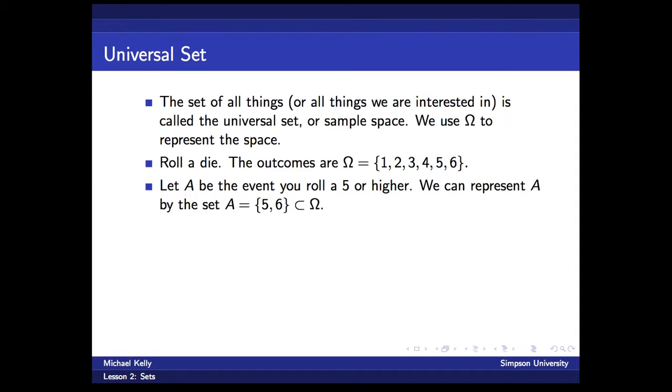Subsets of the universal set are going to represent what we call events in probability. So for example, if we want to roll a 5 or higher, we represent that with a set. And it's the set of outcomes 5 and 6.